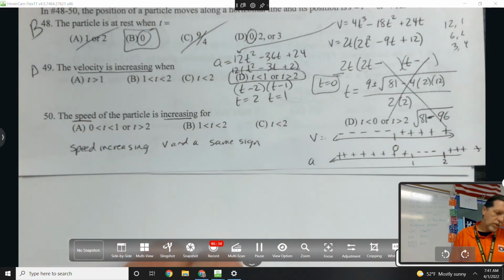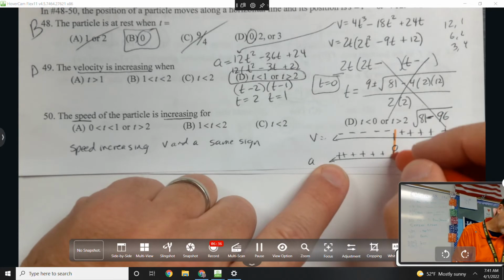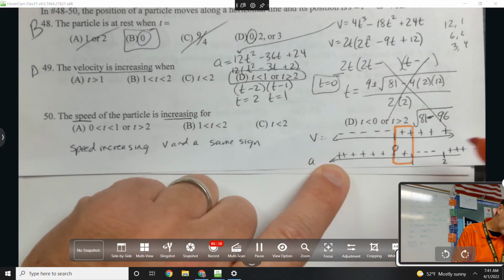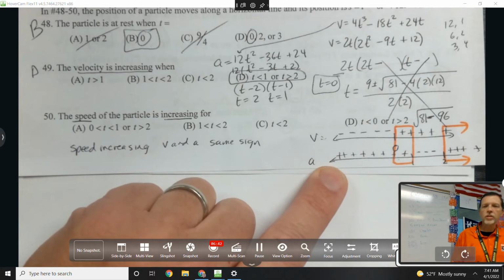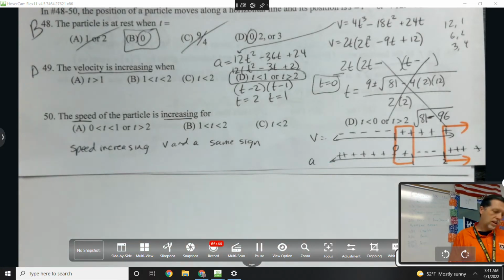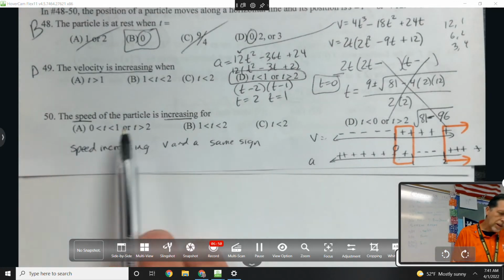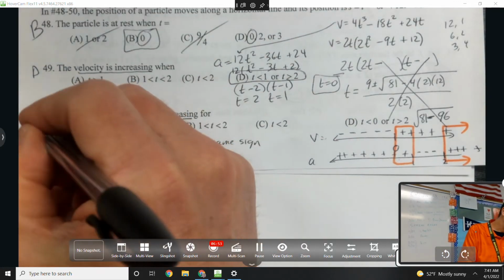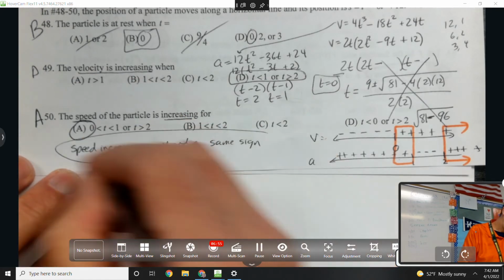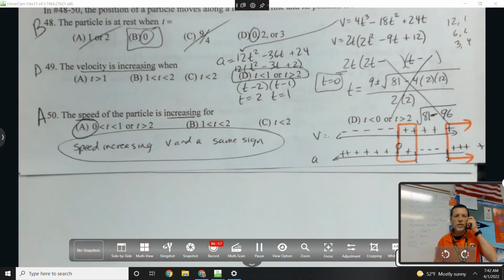And then that last question is, where do they have the same sign? From 0 to 1 and from 2 over. They have the same sign. It doesn't have to be that they're both positive, as long as they're the same sign. So 0 to 1 and greater than 2. So the speed is increasing when v and a have the same sign.